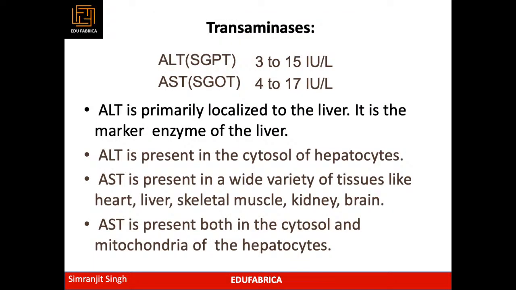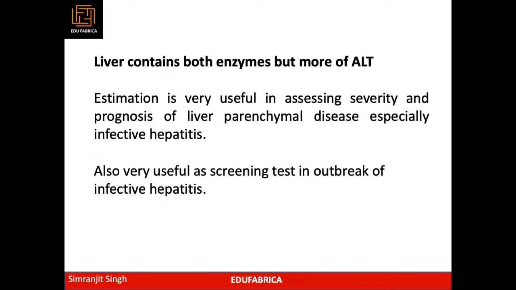Then transaminases, SGPT and SGOT. The SGPT value should be 3 to 15 and SGOT should be 4 to 17. ALT is primarily localized to the liver, so it is a marker enzyme of the liver. It's present in the cytosol of the hepatocytes, and AST is present in a wide variety of tissues like heart, liver, skeletal muscles, kidney, brain, in both cytosol and mitochondria. So the liver contains both enzymes, but more of ALT.